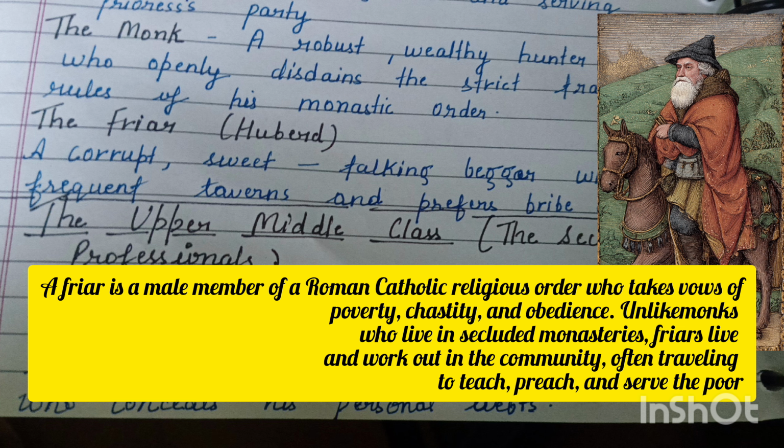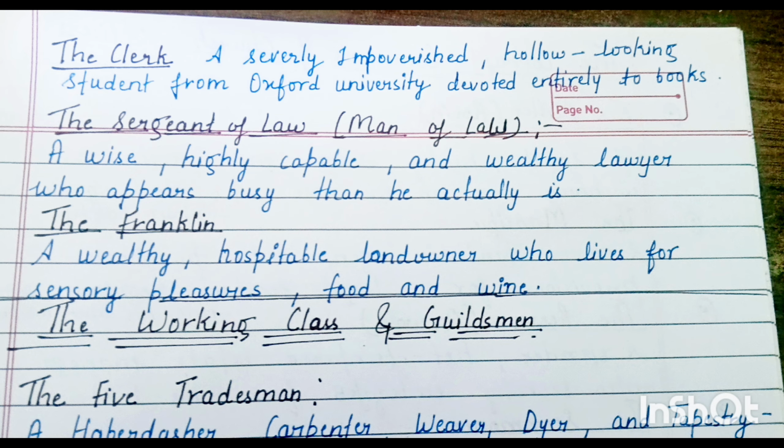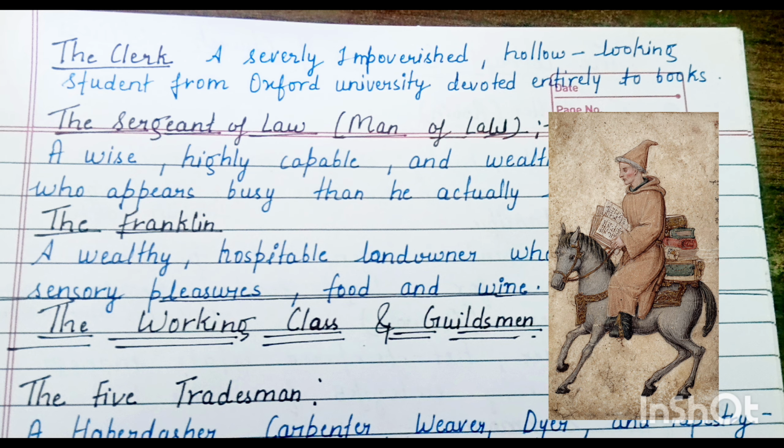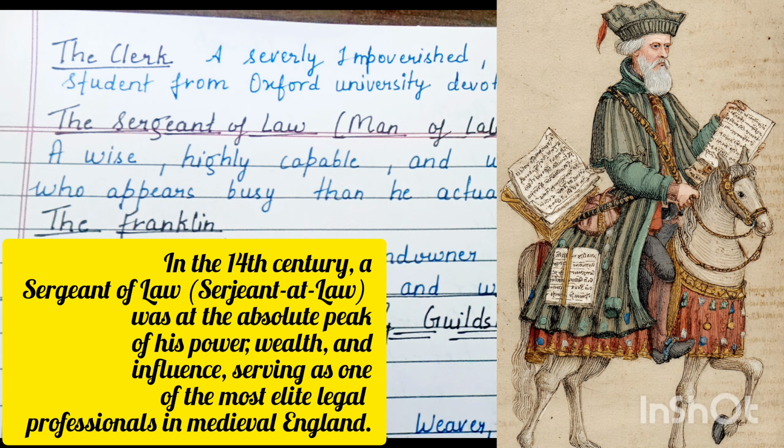Then comes the description of the upper middle class, the secular professionals. The very first is the merchant. He is a somber businessman. He is dressed in colorful attire. But behind this colorful attire, he's trying to conceal his personal debts. That means outwardly he wants to look rich, but in actuality he was a poor debtor. The clerk. He is severely impoverished, a very thin looking guy, and a student from Oxford University, and he is very devoted to books. Even he uses all his money to buy books. The sergeant of law, man of law, is a wise, highly capable, and wealthy lawyer who appears busier than he actually is. That means he pretends to be busy all the time.